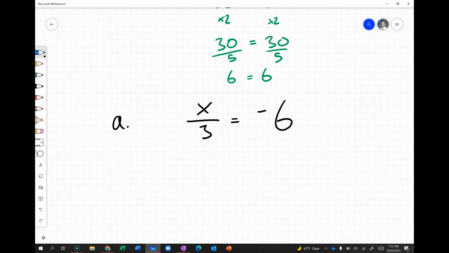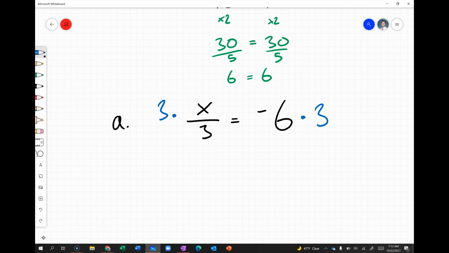So here we have x over 3 equals negative 6. So right now if we look at this, x over 3, that's x divided by 3. So again, we always want to do the inverse operation. We want to undo that dividing by 3. So the opposite of dividing by 3 is multiplying by 3. So on both sides of our equation, we're going to multiply by 3.